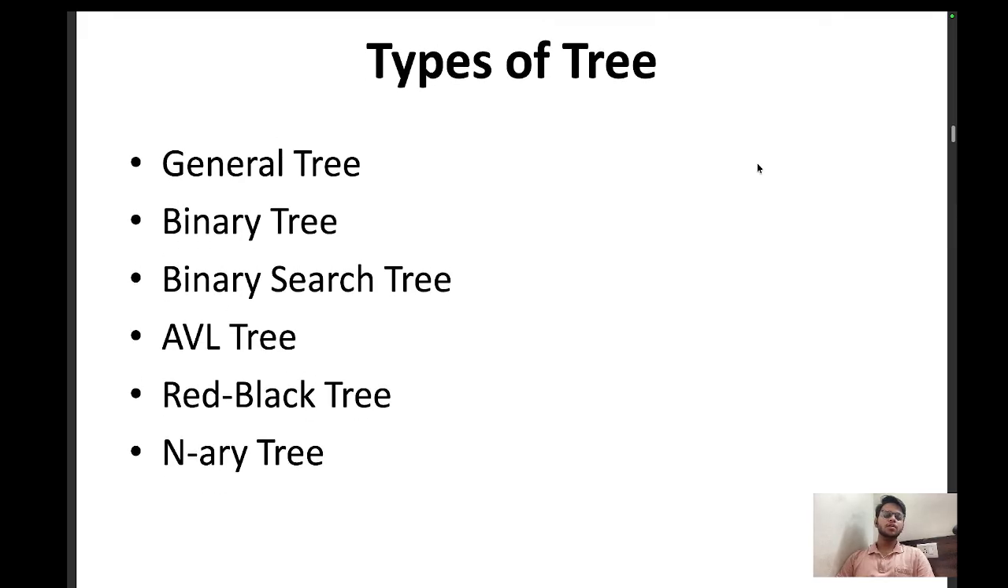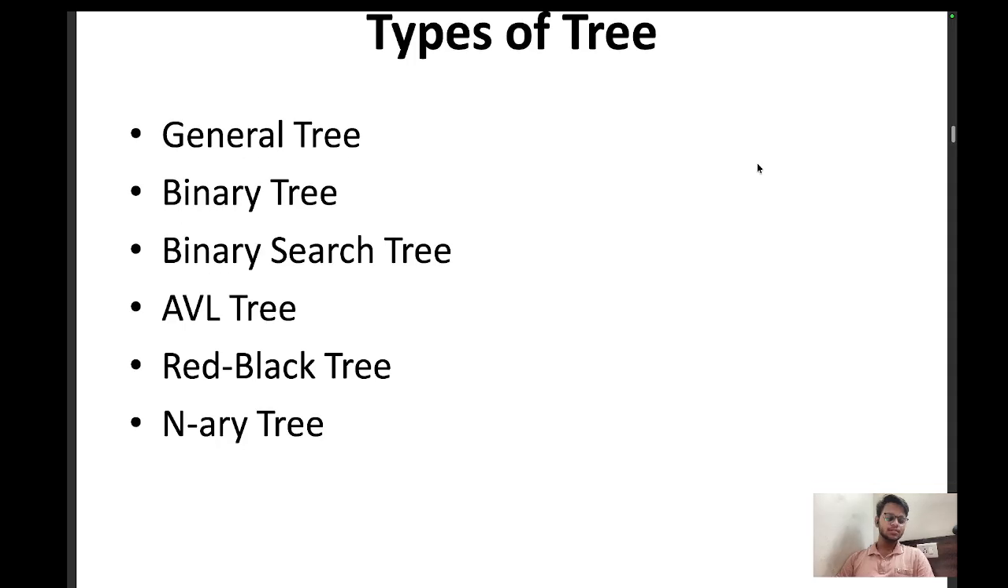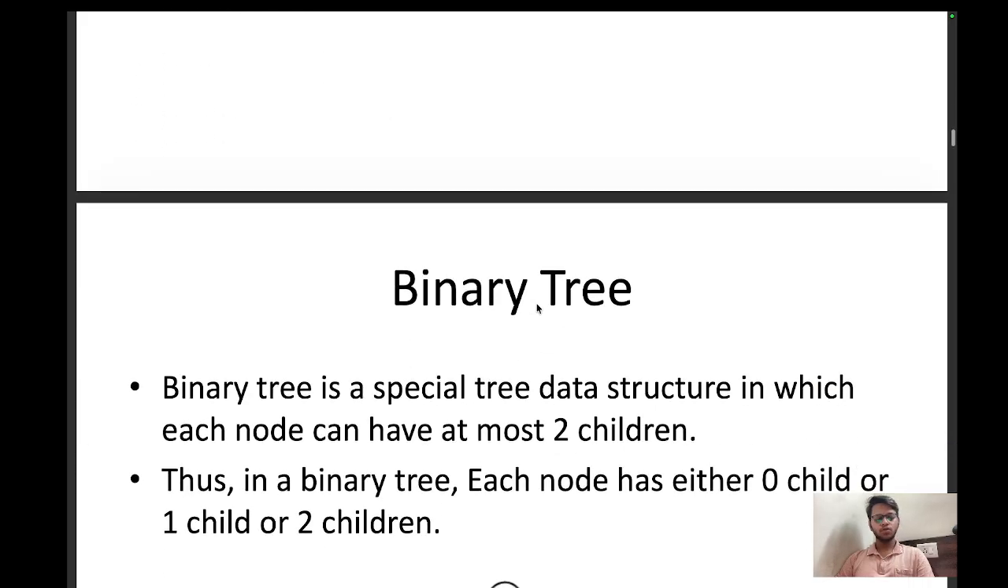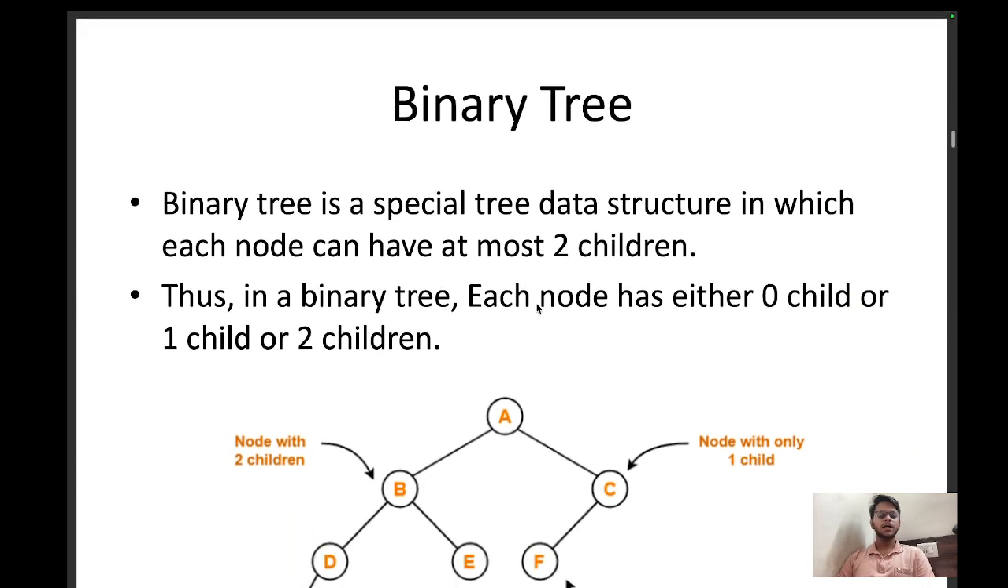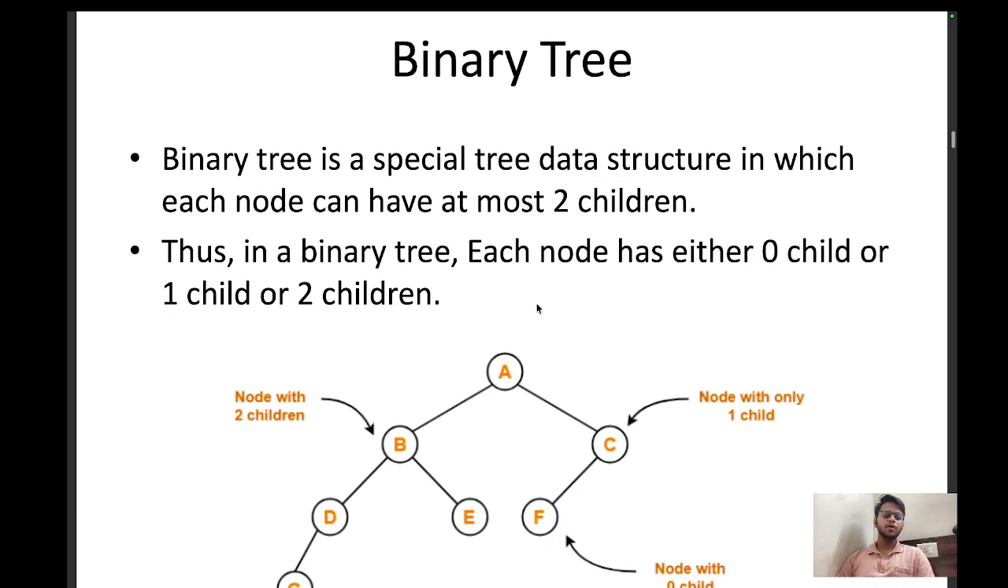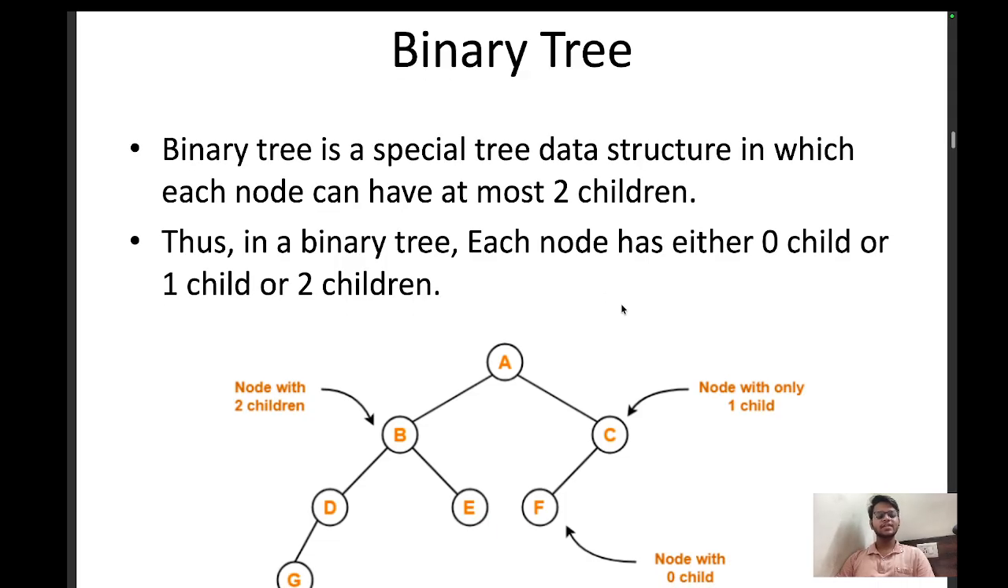So to begin with, we have the different types of trees, like a general tree, binary search tree, AVL tree, red black tree, and an array tree. Okay. So let us begin with our very first type of tree, which is the binary tree. A binary tree is a special tree data structure in which each node can have at most two children.